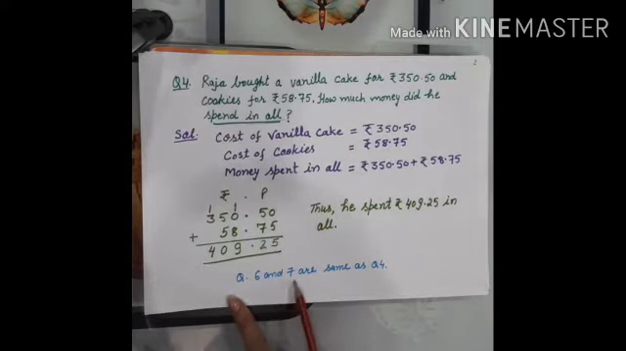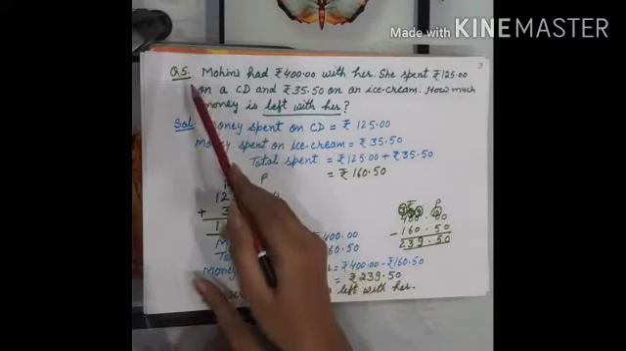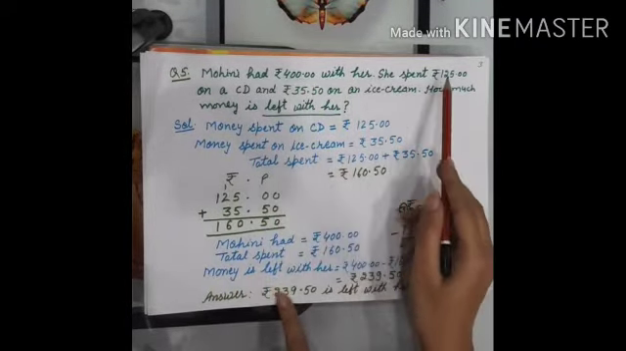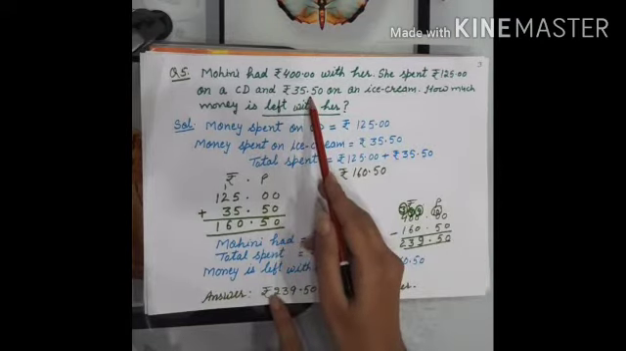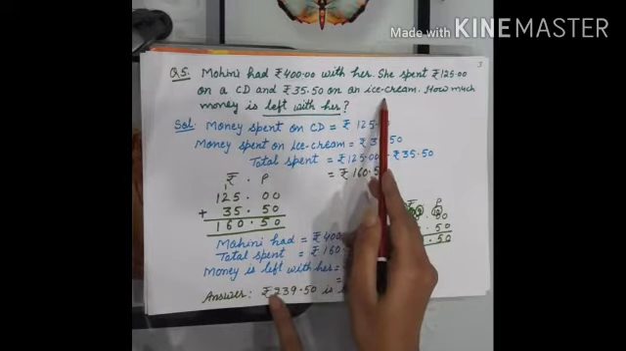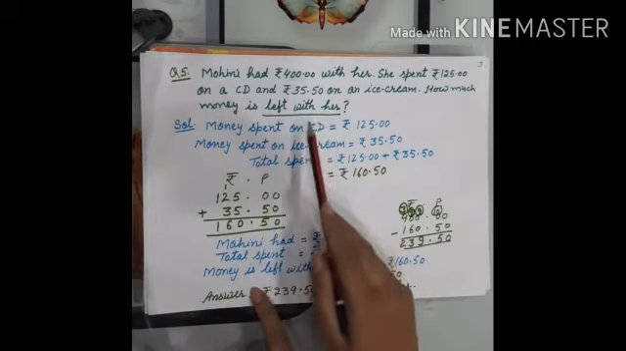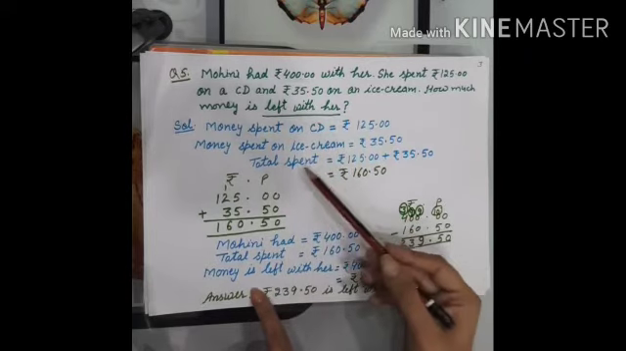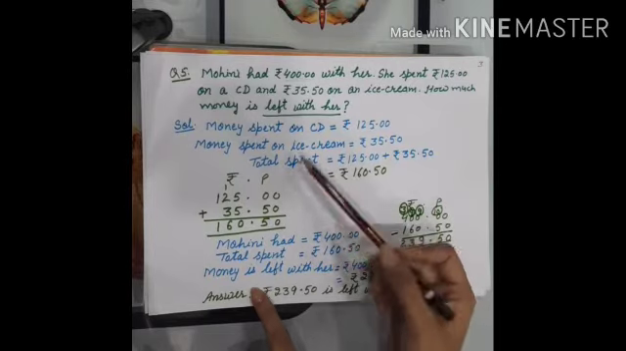Question 6 and 7 are same as question 4. Now question 5. Mohini had rupees 400 with her. She spent rupees 125 on a CD and rupees 35 and 50 paise on an ice cream. How much money is left with her? By observing this question, first find the total money spent by Mohini. After that, find the money left with her.